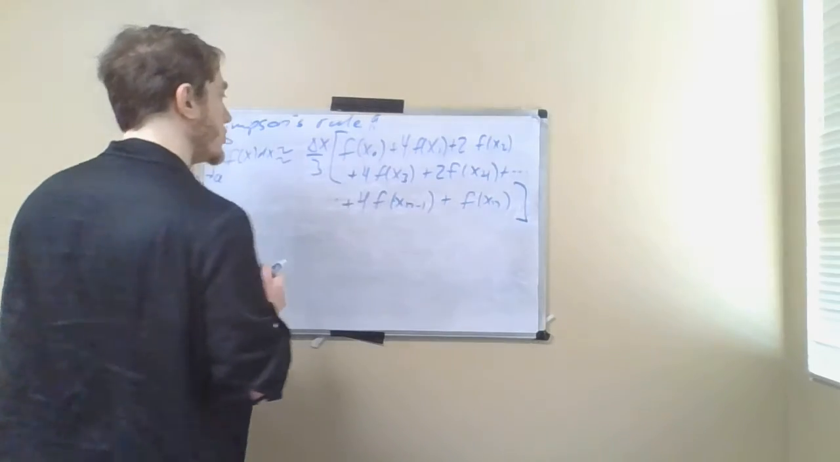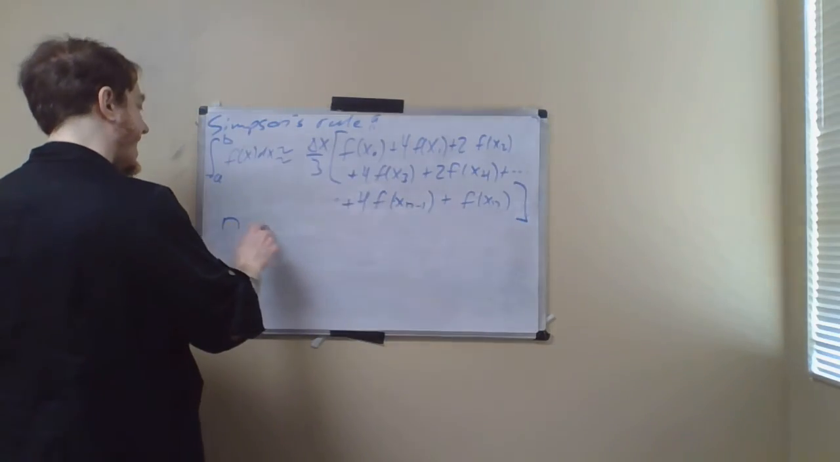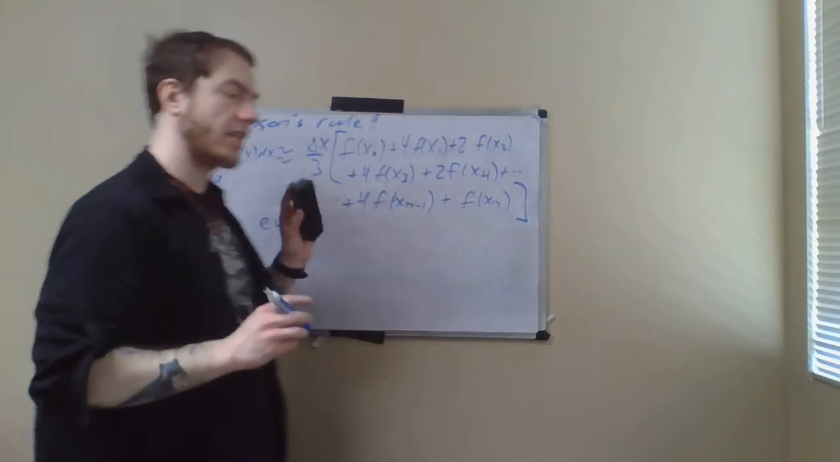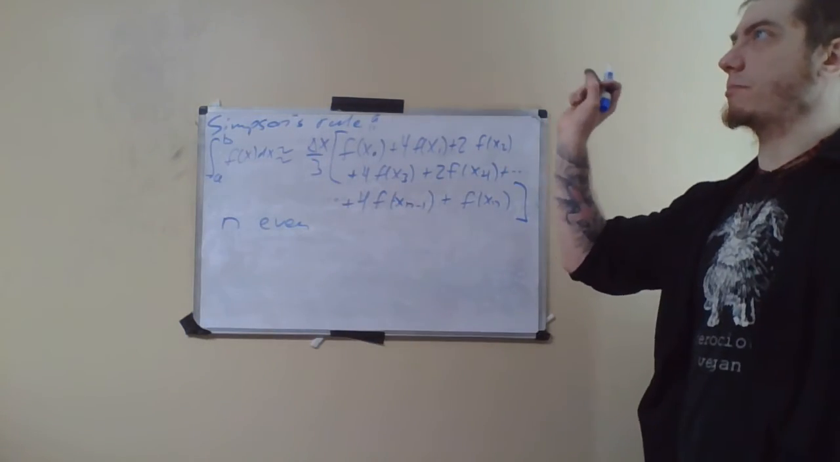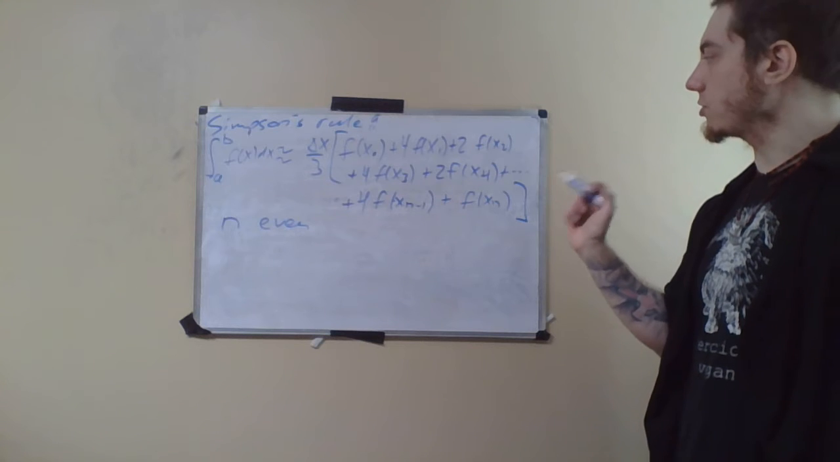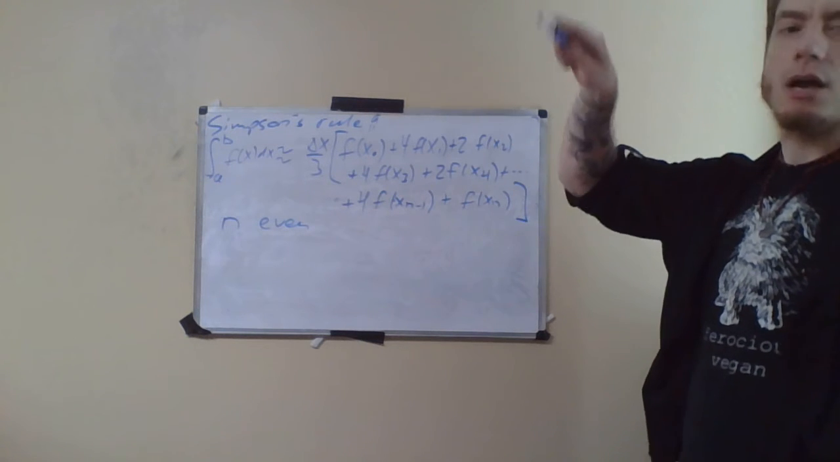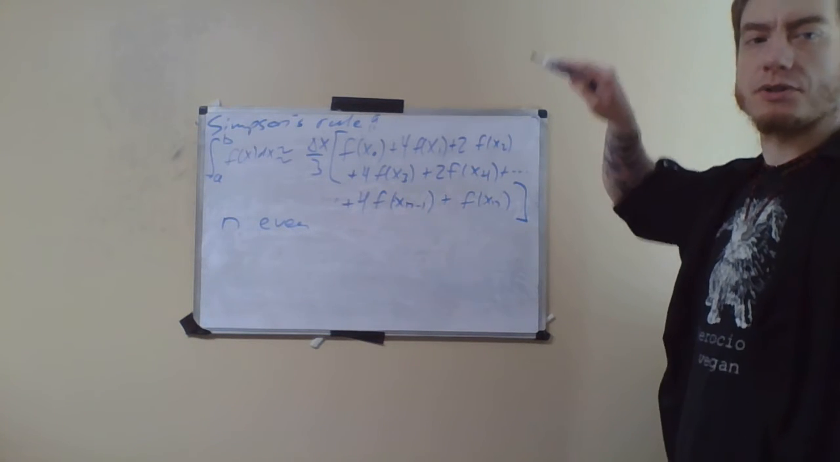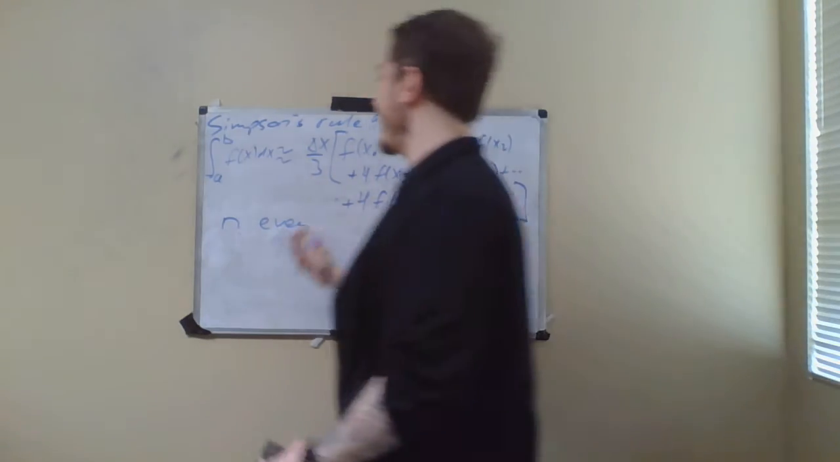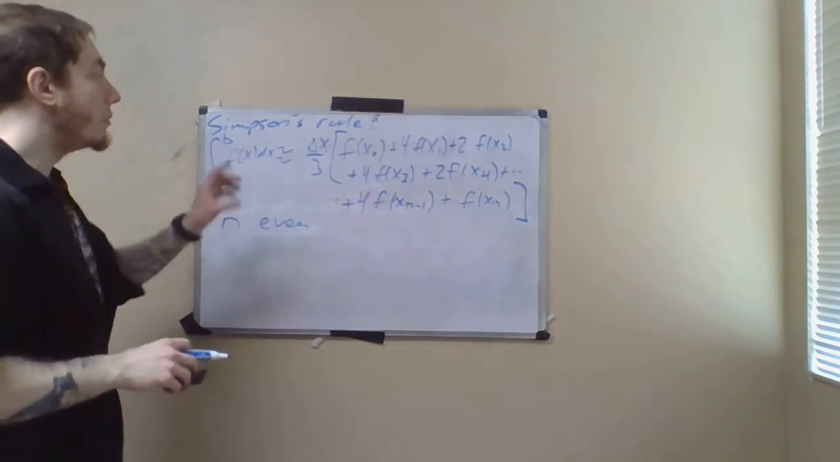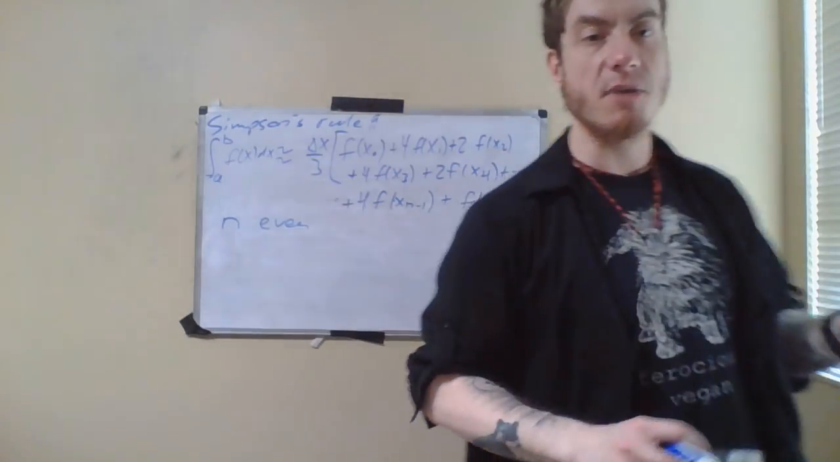And we do have to assume here that n is even. Strictly speaking, we're not actually approximating with a parabola on each particular interval. I believe this comes from approximating with a parabola across 2 intervals. And for that reason, we have to say that n is even in order to get this. But this is what happens when you approximate with parabolas.